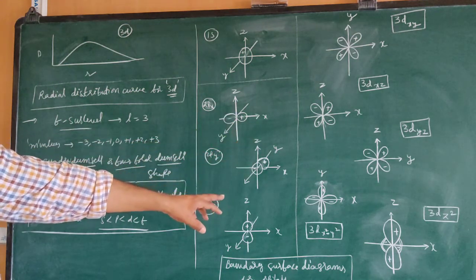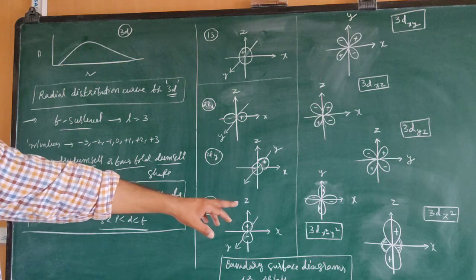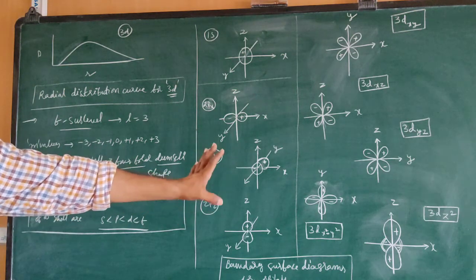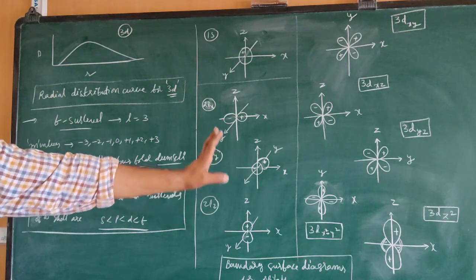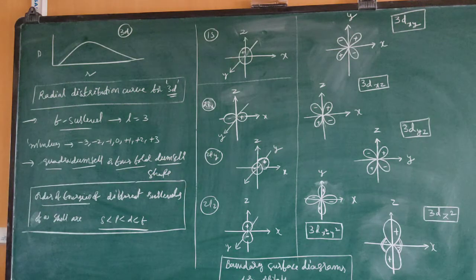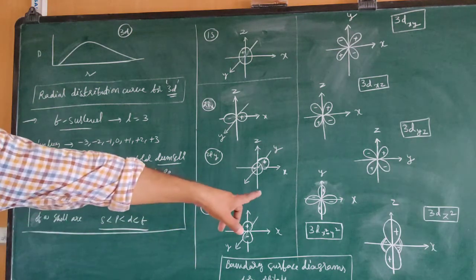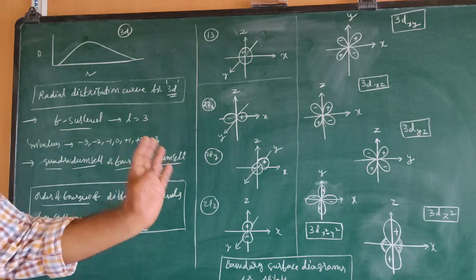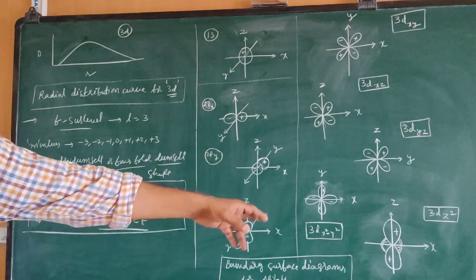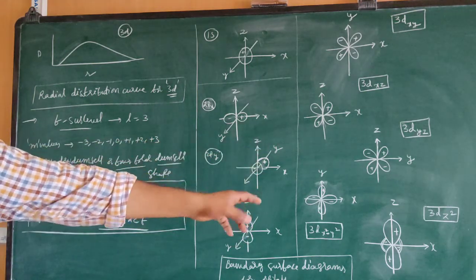Next one, the last two are different. 3dx square minus y square. Here these four lobes are arranged on x and y axis only. Okay. Next one, the last one is 3dz square. Two big lobes are present on the z axis, which are surrounded by a collar.